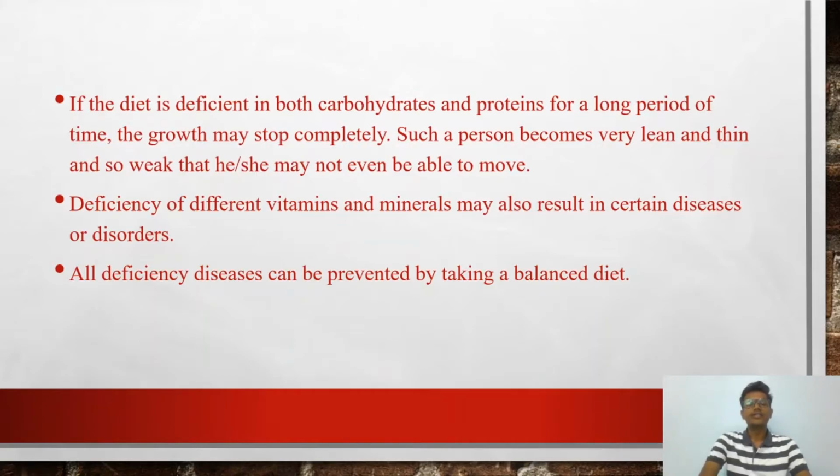Deficiency of different vitamins and minerals may also result in certain disease or disorder, as we have discussed earlier. All deficiency diseases can be prevented by taking a balanced diet. So the solution of all the deficiency diseases is to have a balanced diet. So, what are the things included in a balanced diet?